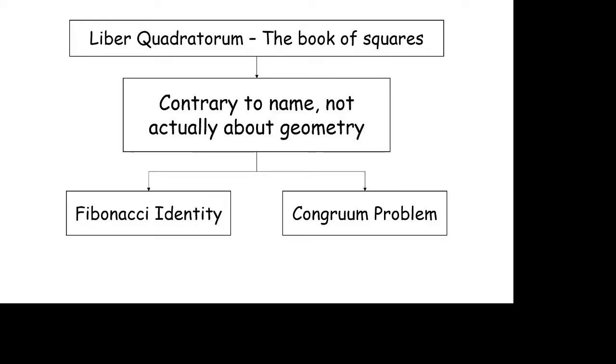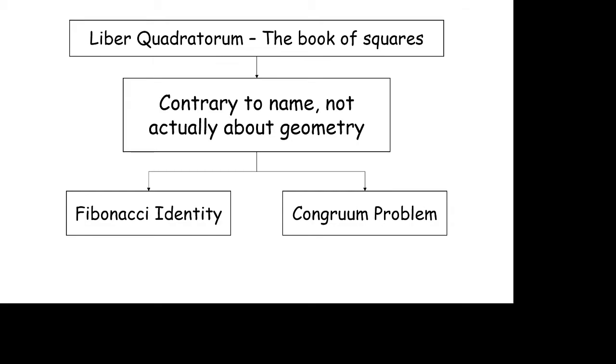Now what about the Liber Quadratorum? The Book of Squares, despite being named as such, does not deal too much with geometry. Its name is a reference to the congruum problem, which Fibonacci proceeds to solve and prove over the course of the book, which involves exponents rather than shapes. Two parts of the book are of special interest to us: Fibonacci's solution to said congruum problem, and the Fibonacci identity.